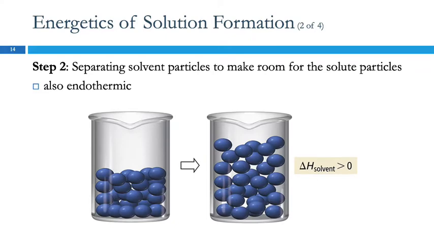The next step would be looking at the solvent particles. Again, we're going to have to get these guys away from each other to make room for the solute particles. So once again, we're having to overcome the intermolecular forces, which requires putting energy in. So again, this is an endothermic process. So delta H for pulling the solvent particles apart is also a positive number. Does that make sense?